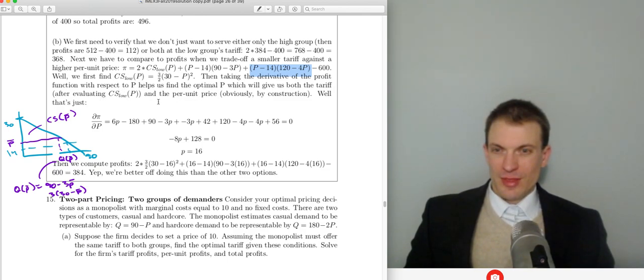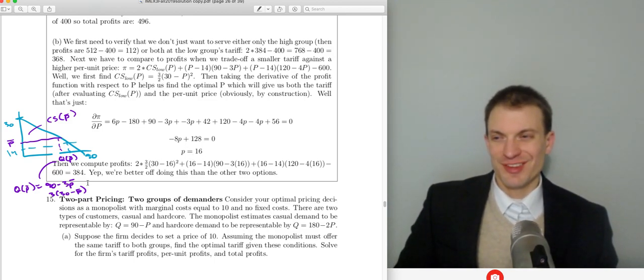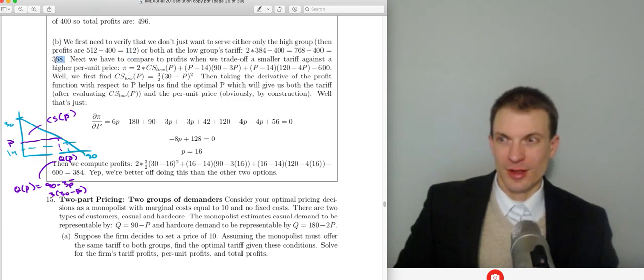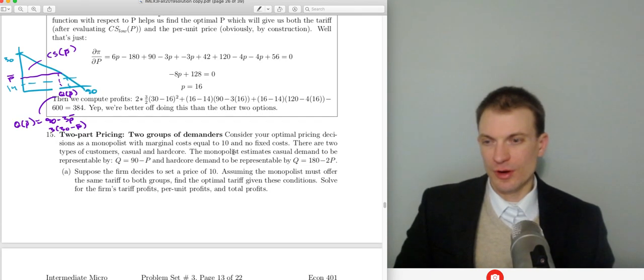Okay, and then here I take the derivative. So basically to do that, you just write this there. Take a derivative and you'll find out the optimal price is going to be 16. Computing profits, the profits are 384. Yeah, we're better off with this than the other two options, which was selling only to the low group, or selling to the high group only, or selling to both groups at the price of the low group. Okay. All right.